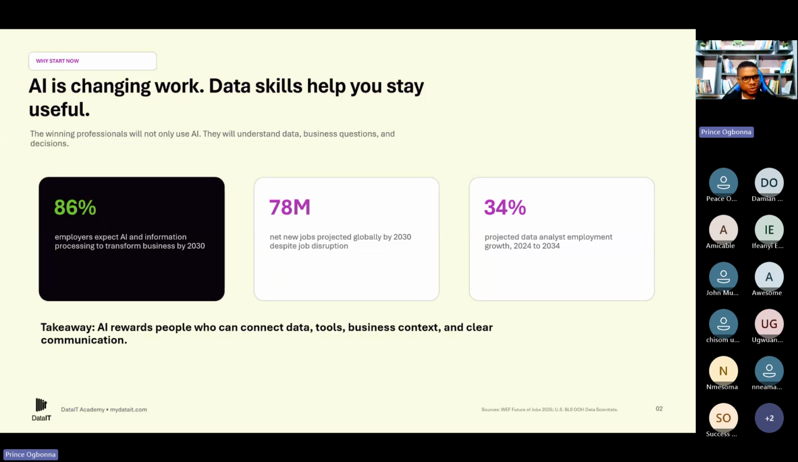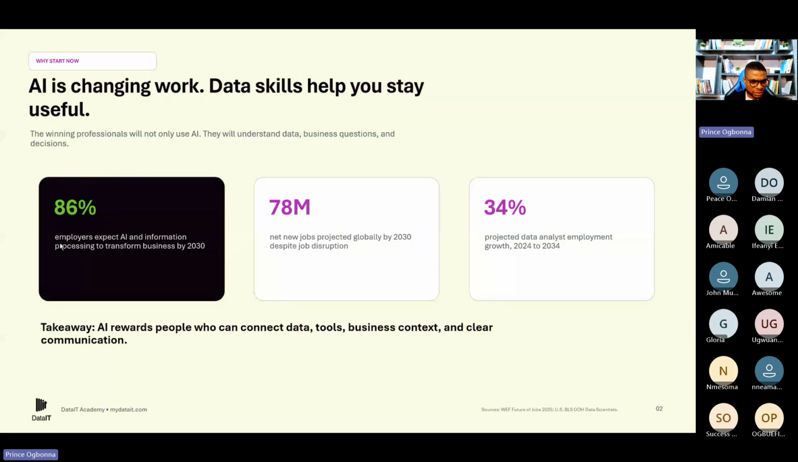The other day I saw somebody posting on Facebook talking about how AI is replacing people in the workplace. So it's a critical point, a choke point, that we need to address first before we go further. The winning professionals will not only use AI, they will understand data, business questions, and decisions.